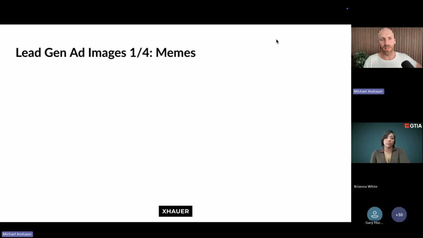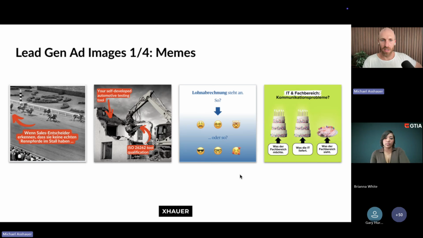Number 1 is memes. Here, for example, you see a couple of them. This one is in English, the rest is in German. And what do memes actually do? I'm not talking about those viral mass meme pictures on the internet. I wouldn't recommend you use those. Go and build your own meme psychologies. What is a meme psychology actually?